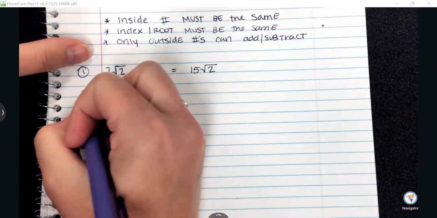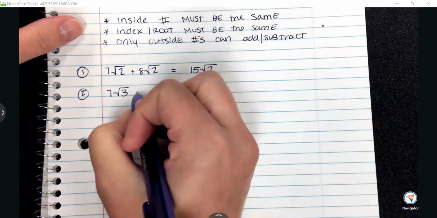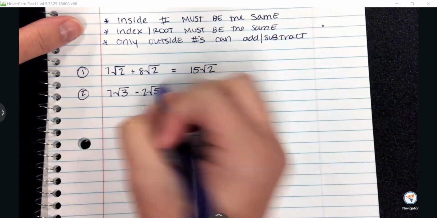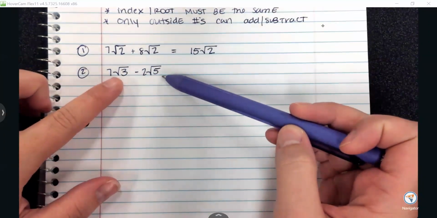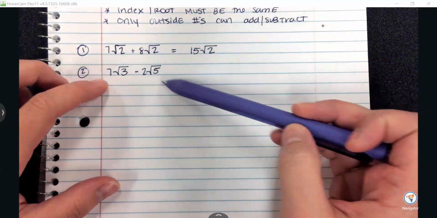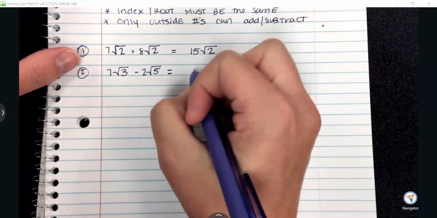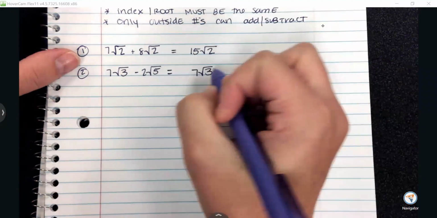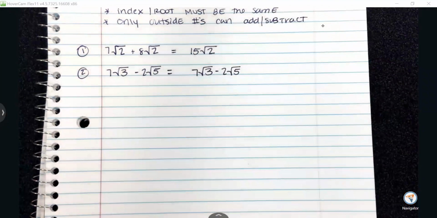So problem number 2 is going to say 7 square roots of 3 minus 2 square roots of 5. Inside my radical, I have a 3 and a 5. Is there any way to simplify a 3? No. Is there any way to simplify a 5? No. So this cannot actually be done. So my answer would just stay the same: 7 square roots of 3 minus 2 square roots of 5.